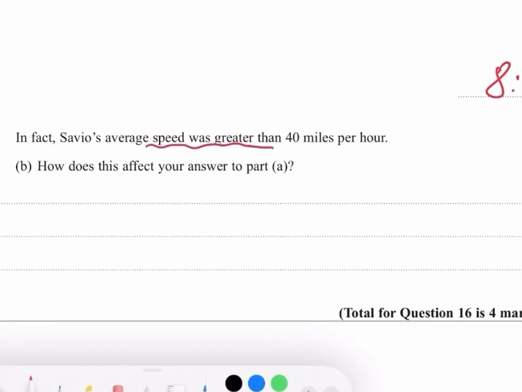So even if you didn't answer the first question, guys, you can easily answer this one. So if your speed is higher, greater, obviously you will arrive at the destination sooner.